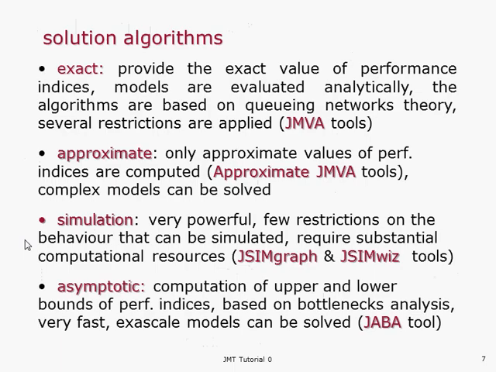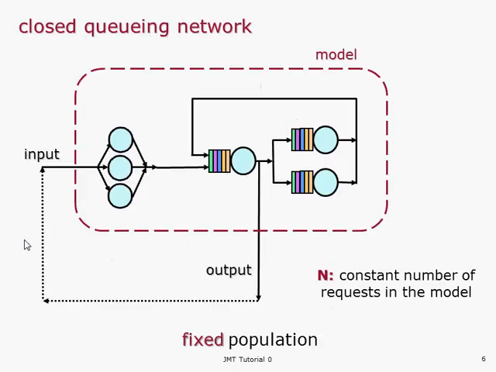While if you consider the closed model, these models are suitable to study systems in which the number of users, or if you want to see the number of requests in execution, is constant and limited. So for example, when you model a company in which you have a fixed, constant number of employees that can use the model, the server or the system that you are modeling.